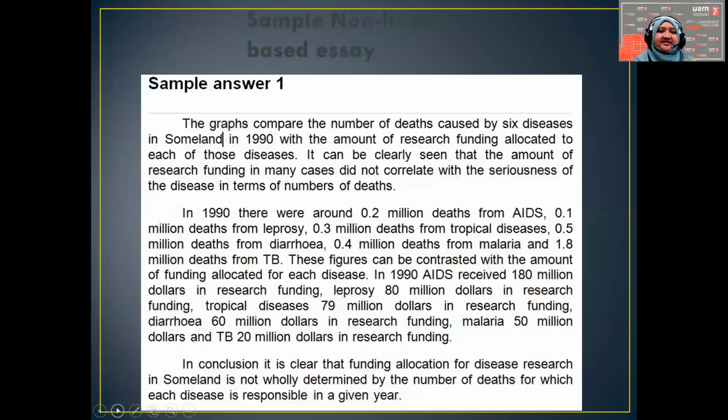So again, this is a sample of an essay for the graph that we had just now: the number of deaths caused by 6 diseases in Some land versus the total amount of funding. So we make a comparison between the graphic and also the essay. The essay part will be covered in the latter part of the semester, but for today, I'm only introducing you to the types of nonlinear graphics because this is what we're doing for the assignment.